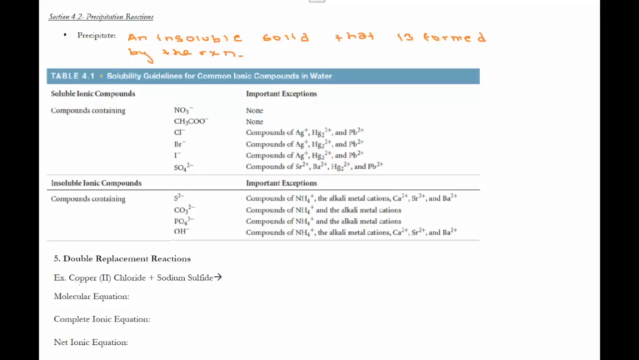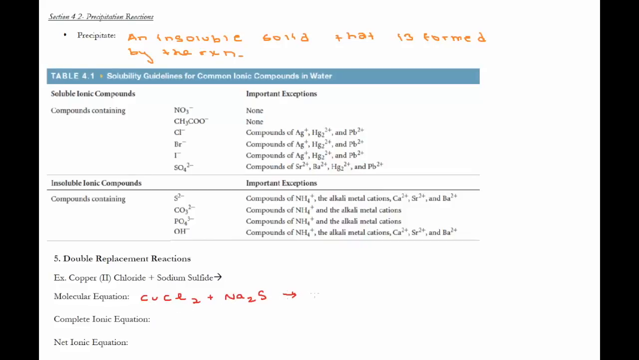So I've got copper with a 2+ charge, chlorine has a -1 charge, so the formula for this would be CuCl2. And it's going to react with sodium sulfide. Well, sodium has a +1 charge, sulfur has a -2 charge, so it would be Na2S. And so what happens in a double replacement reaction is that you just exchange partners. So copper is going to form a compound with sulfur, and sodium with chlorine. I call it innies and outies.